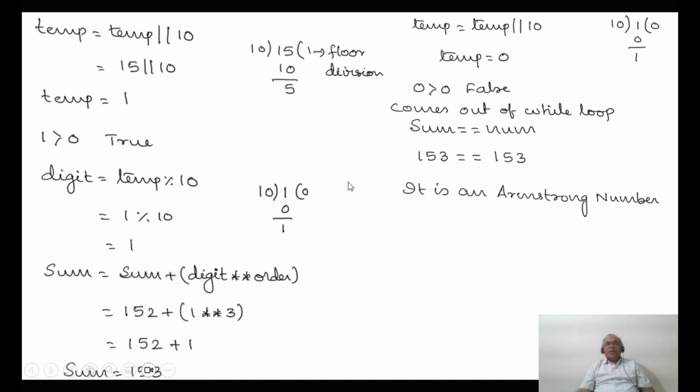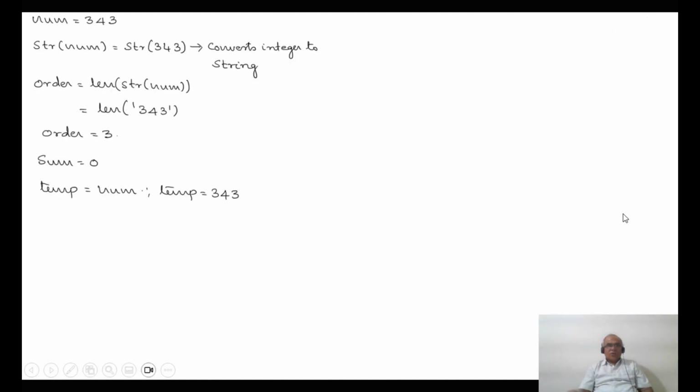Next, temp is equal to temp integer division 10. So what is the value of temp now? Temp will become 0. So is 0 greater than 0? Condition is false. It comes out of the while loop. Once it comes out of the while loop, sum is equal to num. So 153 is equal to 153. It's an Armstrong number. So this is how you will be able to execute this for an Armstrong number.